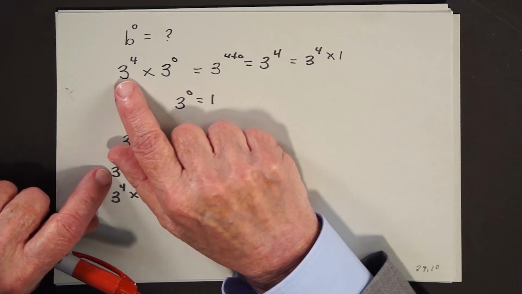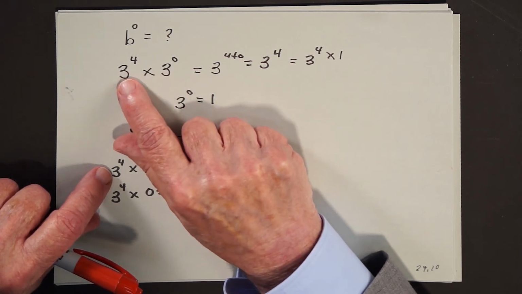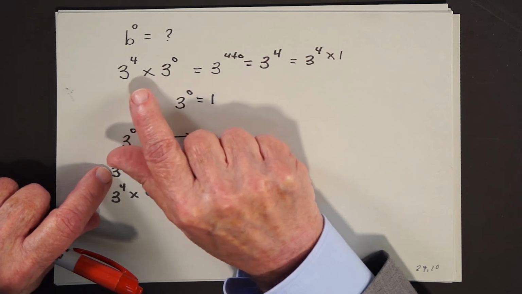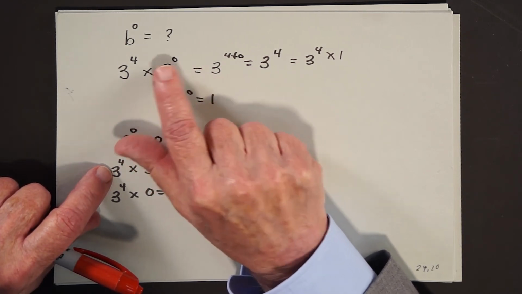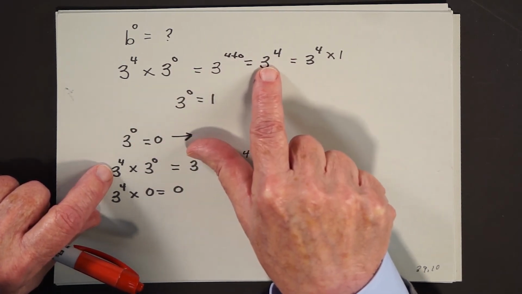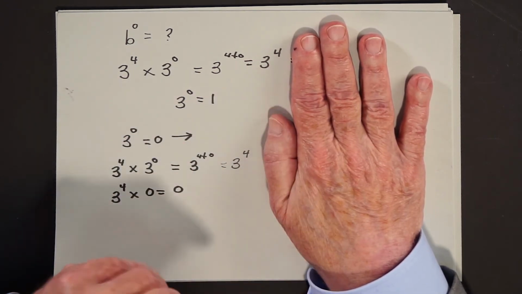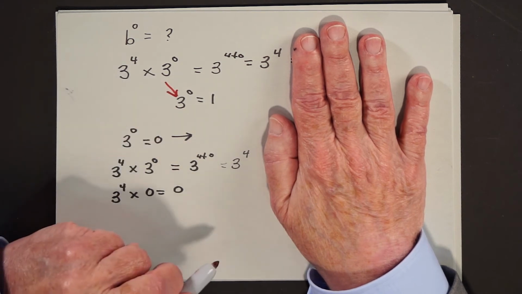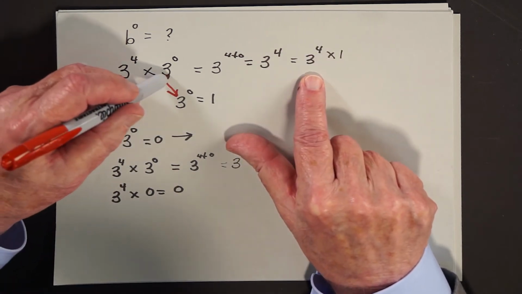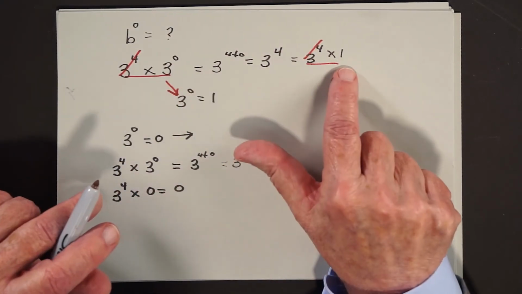But let me see what happens if I want the rule for like bases to still hold. See, what does 3 to the 4th times 3 to the 0 tell me if I want the rule that b to the n times b to the m is b to the n plus m? This would be 3 raised to the 4 plus 0 power, but 4 plus 0 is 4, so this would still be 3 to the 4th. What number do I multiply 3 to the 4th by to get 3 to the 4th? 1. Another way of seeing that is if I look at this and I look at this, I can just cancel the 3 to the 4th and get that 3 to the 0 equals 1.